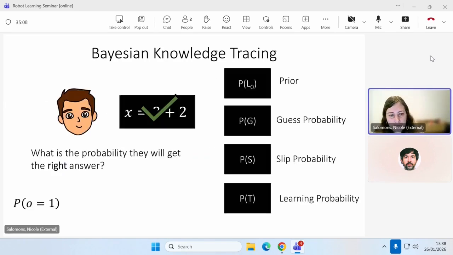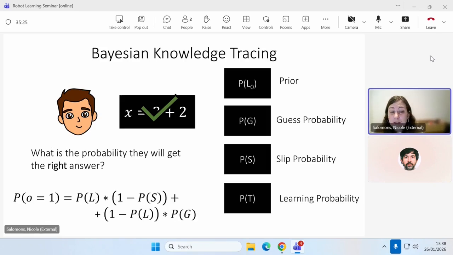So this is kind of how it is defined. What's the probability that they will get the right answer? Let's say that the observation is 1. We see that the student has gotten that particular question right. What is the probability that they will get it right? Well, it is the probability that they have mastered that skill and have not slipped, or that they have not mastered the skill but just guessed correctly.